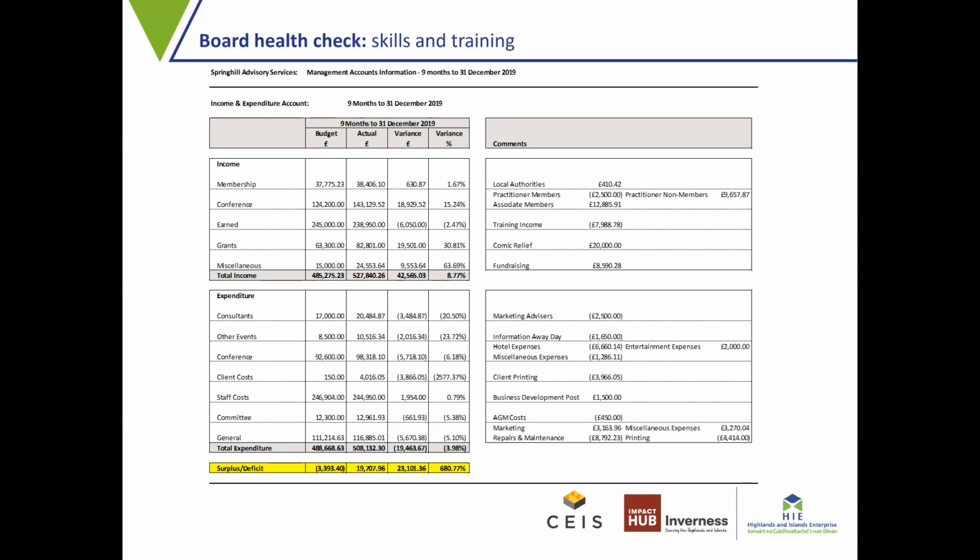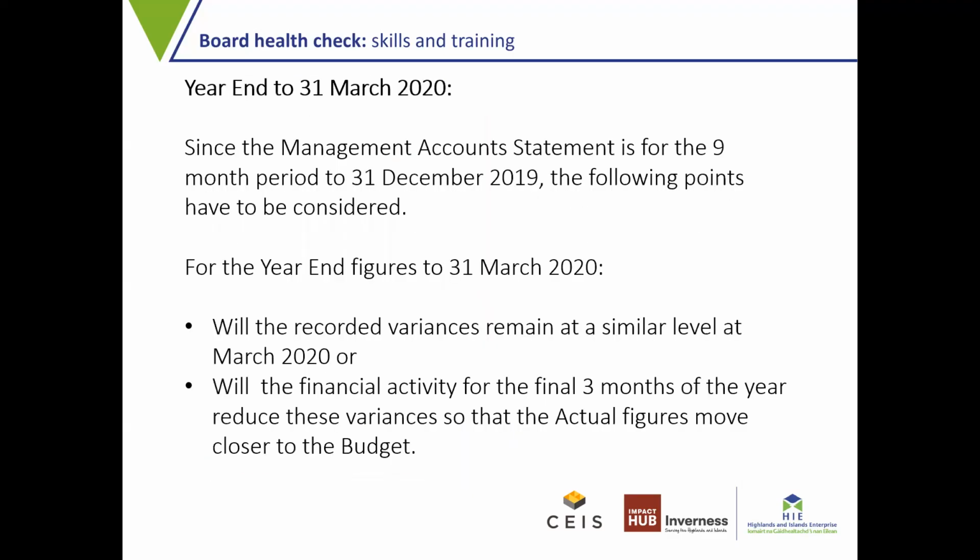As we could see when we looked at each income and each expenditure variance, there were a number of different positive and negative variances that make up the total variance for the period. Since this statement is for the 9-month period to the 31st of December, it is a matter of looking at the detail for each variance and trying to figure out whether the variance will remain at a similar level at the year end, or whether the financial activity for the final 3 months of the year will reduce these variances so that the actual figures move closer to the budget.